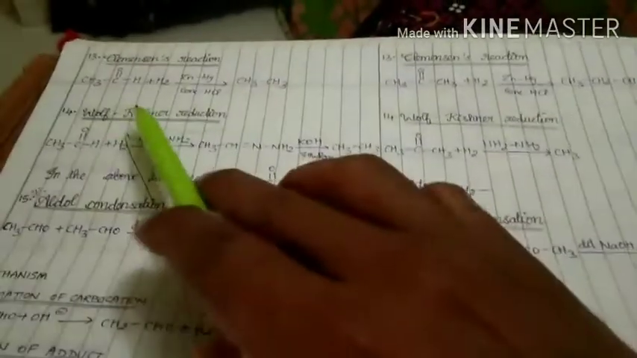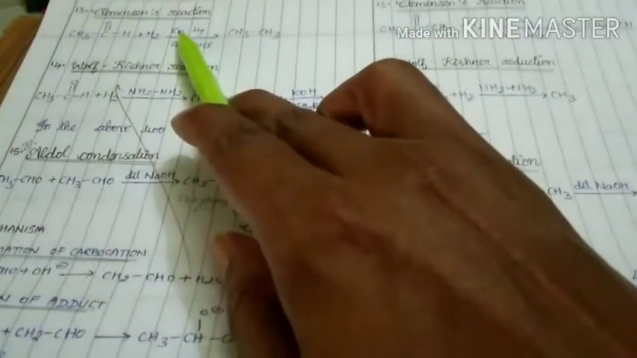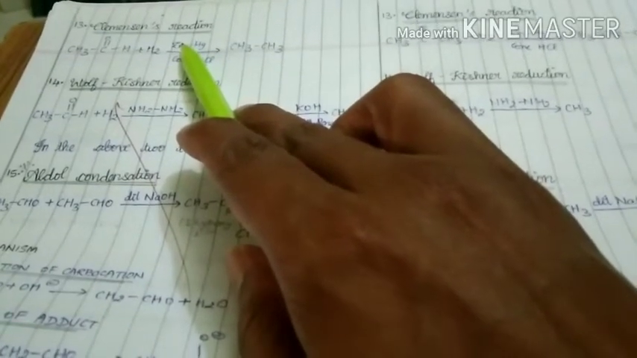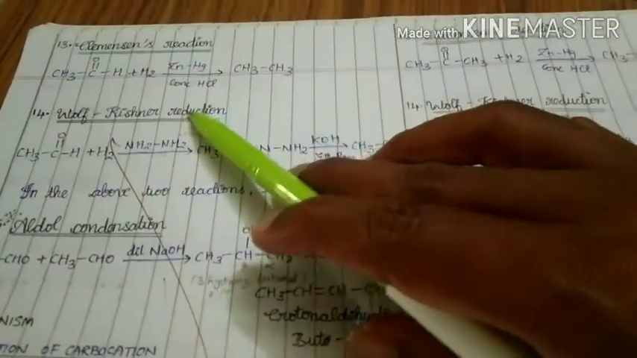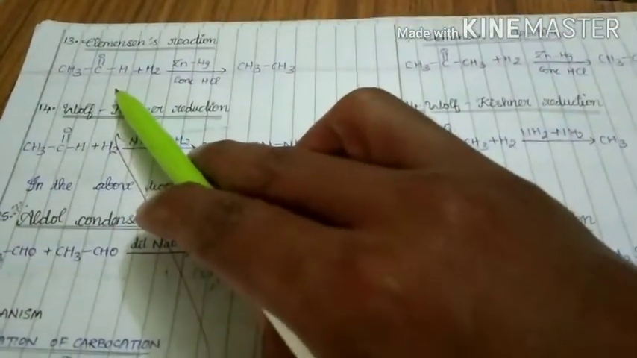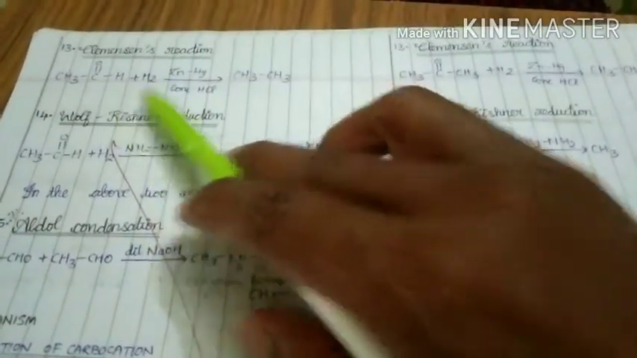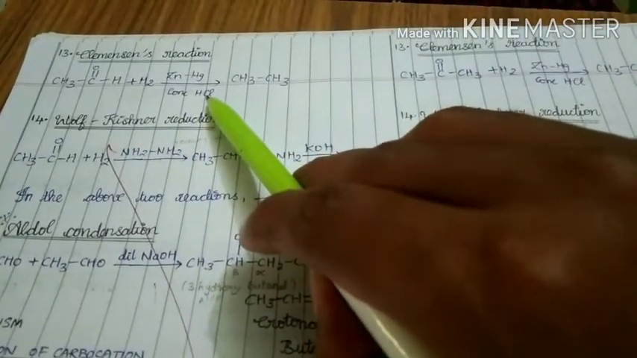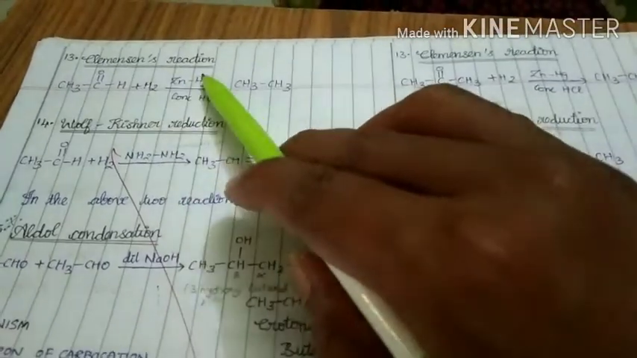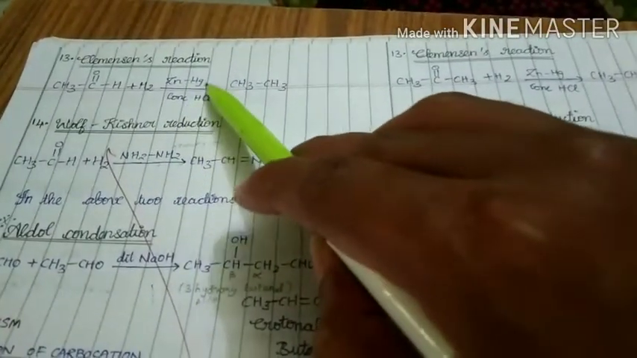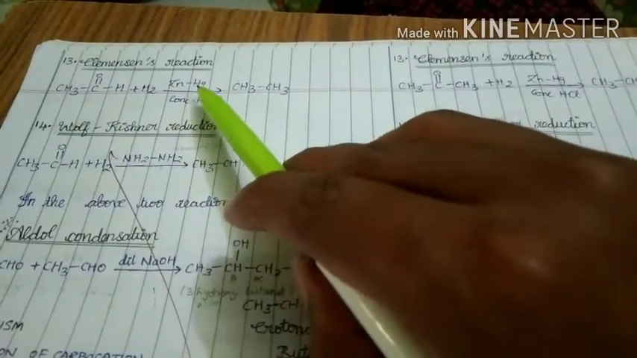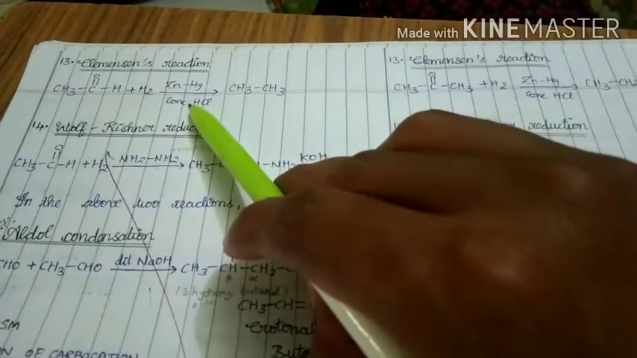Next reaction is Clemmensen's reaction. This is also called Clemmensen's reduction, because this is also one of the reduction reactions. See, when acetaldehyde or any aldehyde undergoes reduction in the presence of zinc amalgam and concentrated HCl, that means in Clemmensen's reduction, this is a reducing agent. When any aldehyde undergoes reduction in Clemmensen's reduction, then what happens?